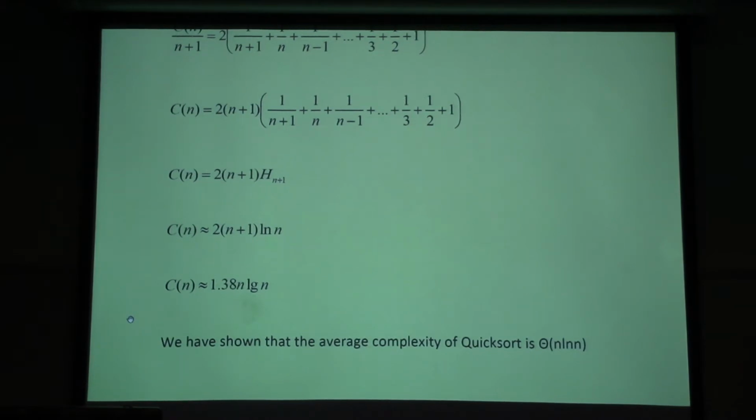Same. How beautiful is that? Mathematics is very beautiful. Okay, so now, what is this again? D of n is equal to 1.38 n lg n. So what is d of n?